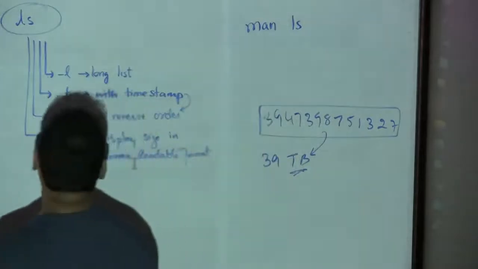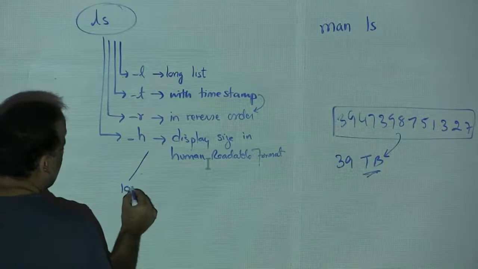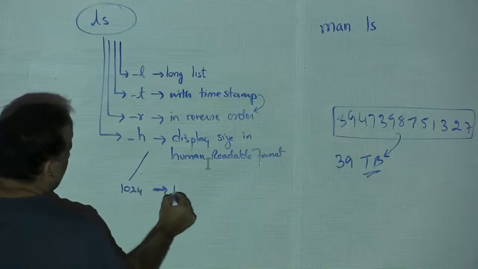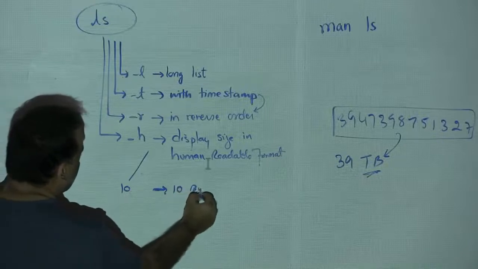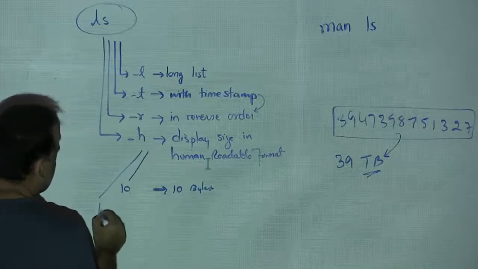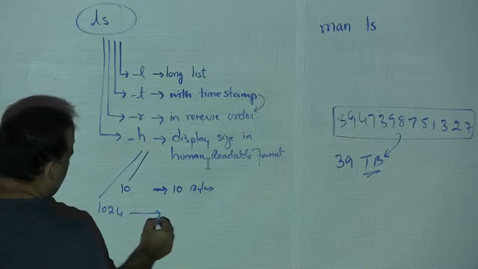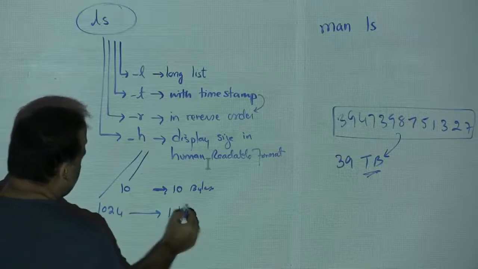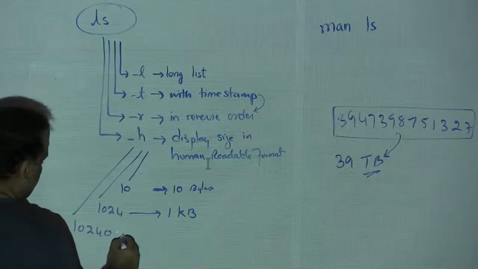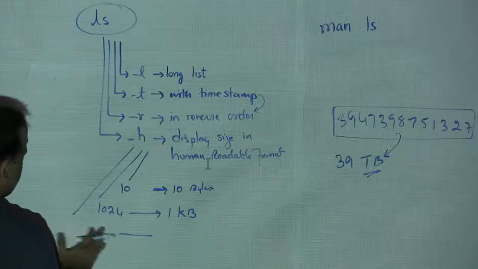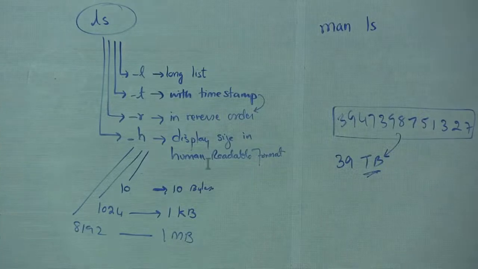So with -h, if the file size is 10 bytes, it is going to show you 10 bytes. If the file size is 1024, it is going to show you as 1 kilobyte. If the file size is 10240, or let's say at least 8192, then it is going to show you as megabytes and so on.